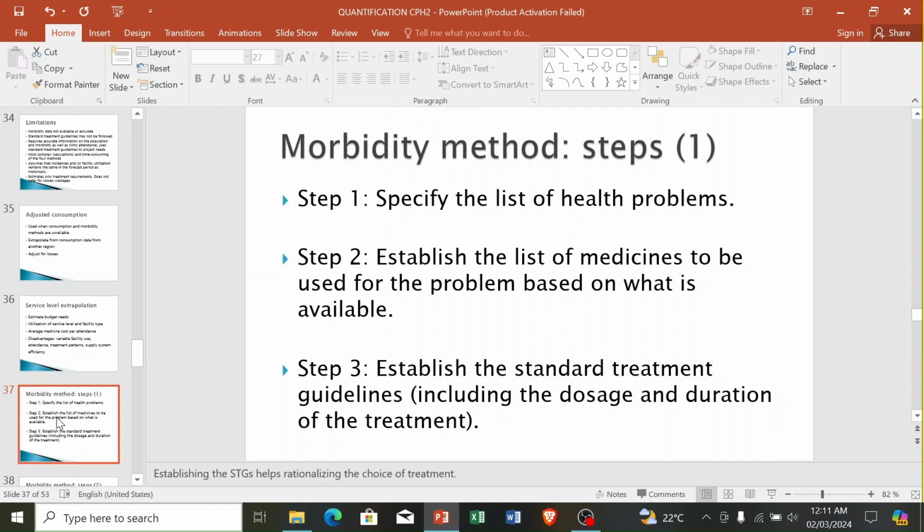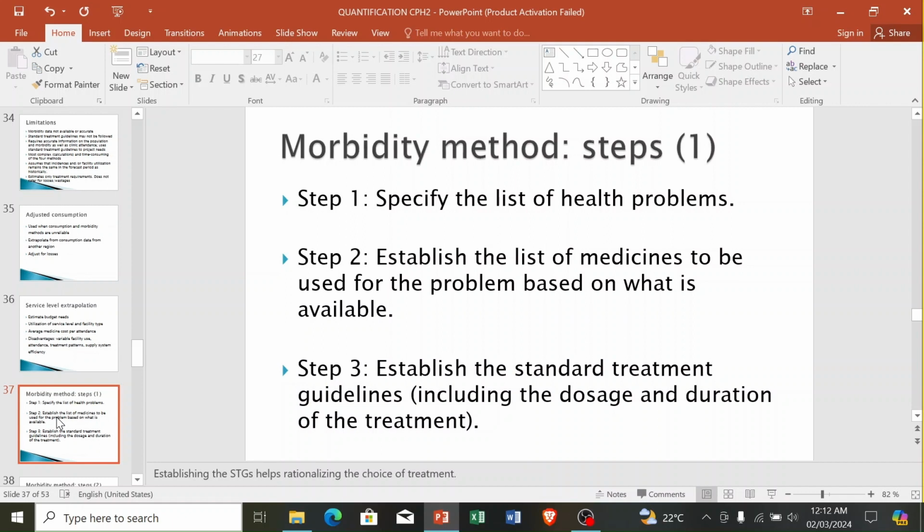The morbidity method specifies the list of health problems, and that's the first step. Specify the list of health problems. If it is malaria, put malaria. If it is COVID-19, put COVID-19. If you're preparing for diarrhea, cholera, dysentery, and the rest, put them.